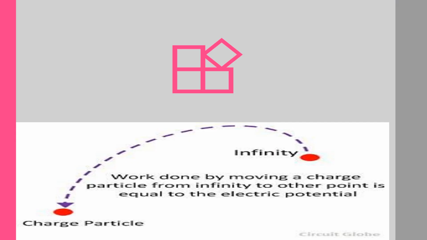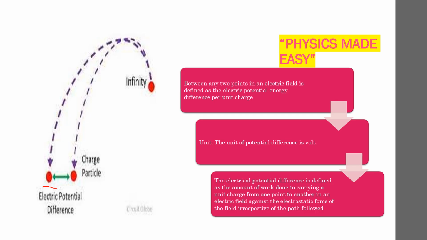So we consider two places. Suppose that a particle or a charge is at infinity and it has to move to the respective position. So the work done by moving a charged particle from infinity to another point is equal to the electric potential. The electric potential difference between any two points in an electric field is defined as the work done per unit charge.